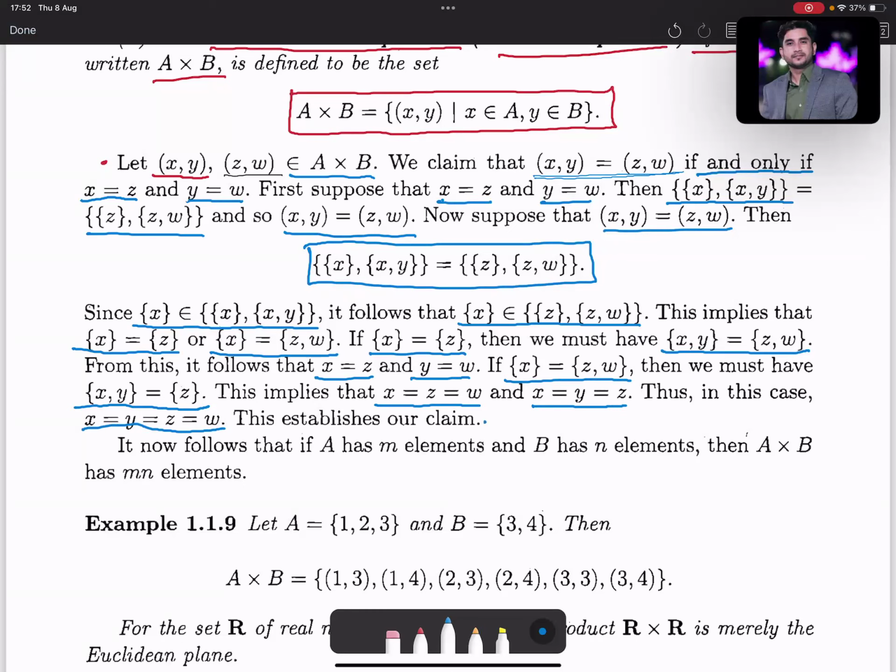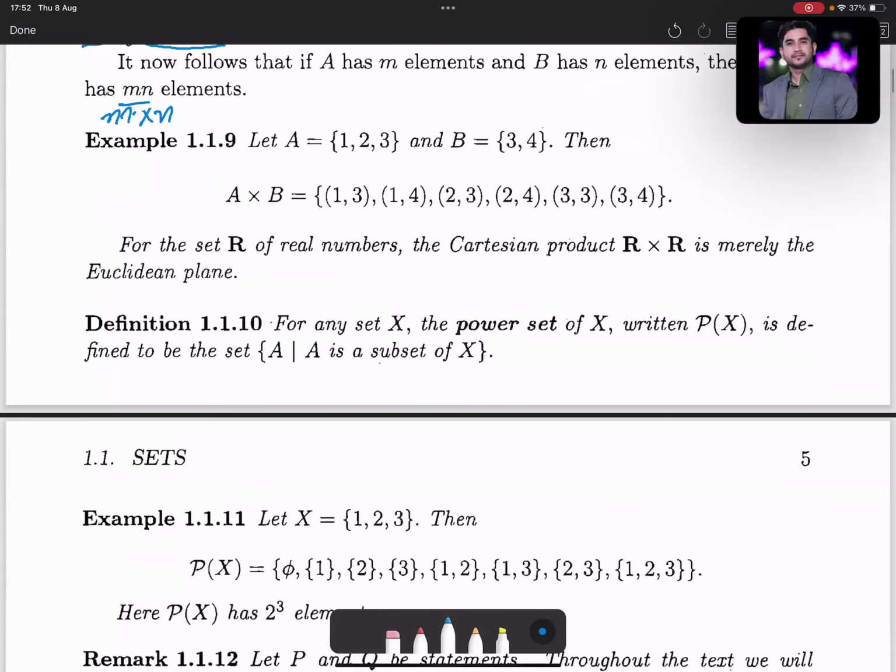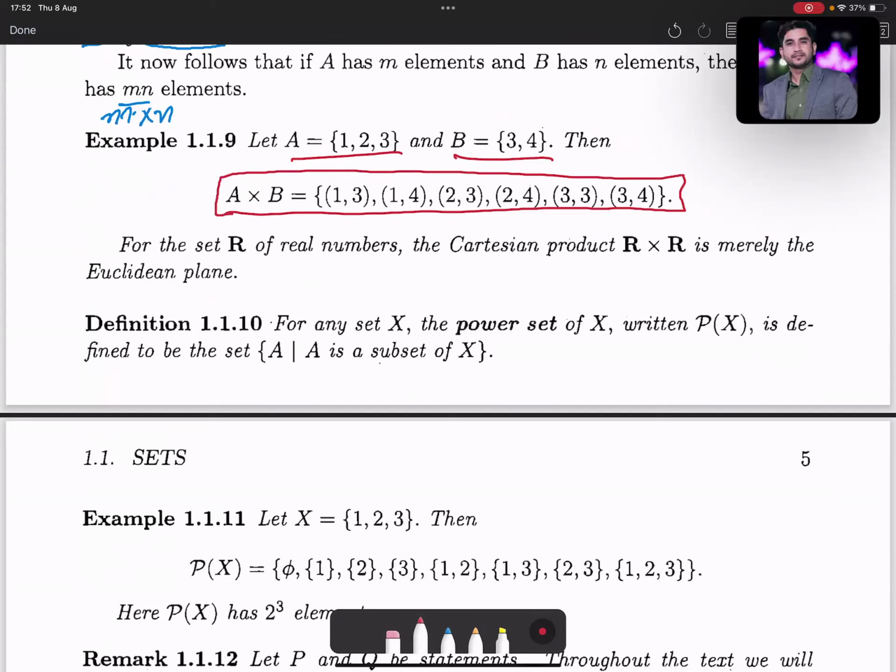It now follows that if A has m elements and B has n elements, then the ordered pair set has m cross n elements. So we can see that if A is this set and B is this set, then A cross B would be equal to all these ordered pairs like this. For the set R of real numbers, the Cartesian product is merely the Euclidean space, all of the points on the 2 by 2 plane, the x comma y plane, you can say.